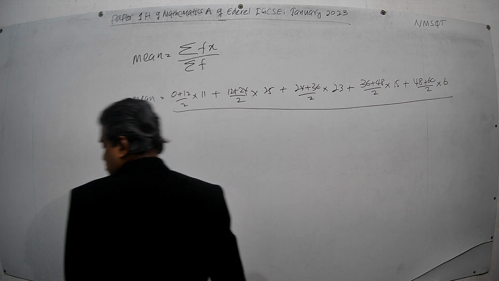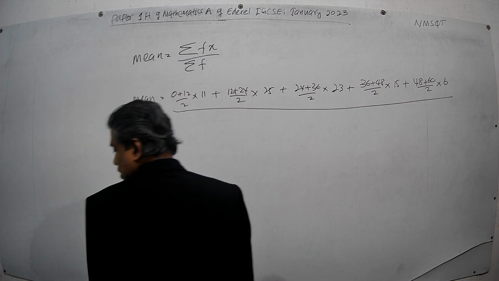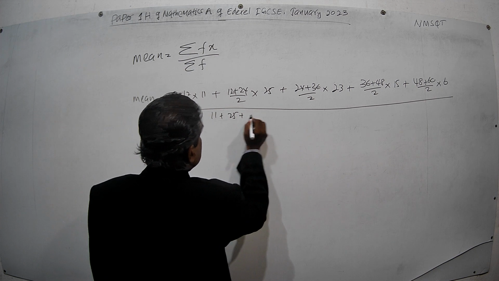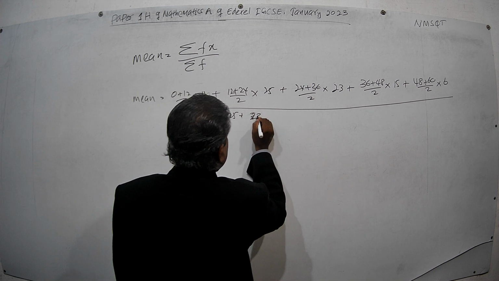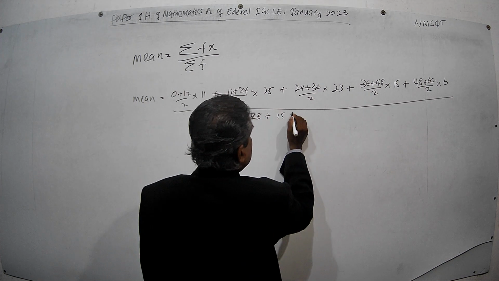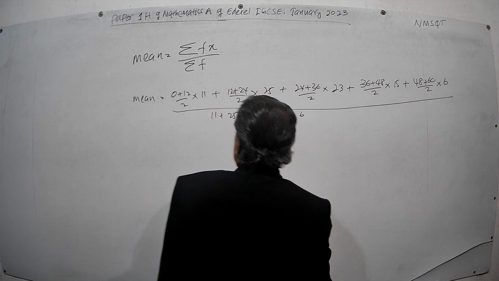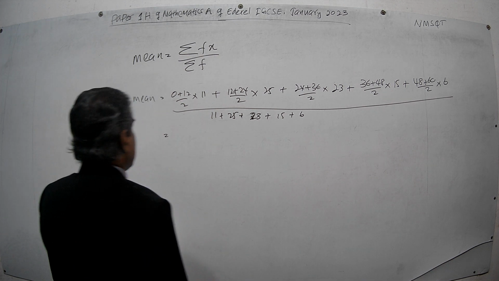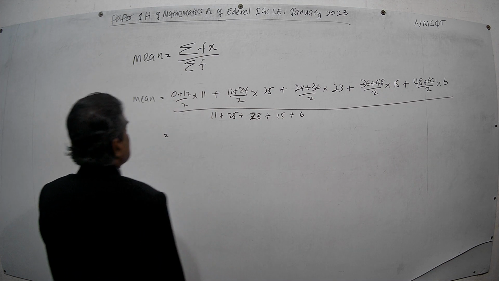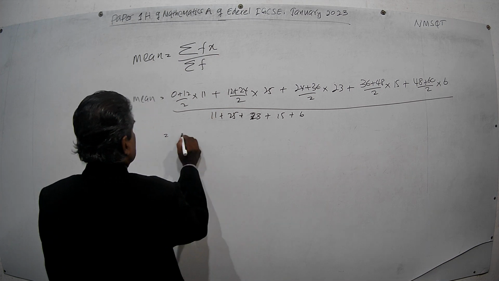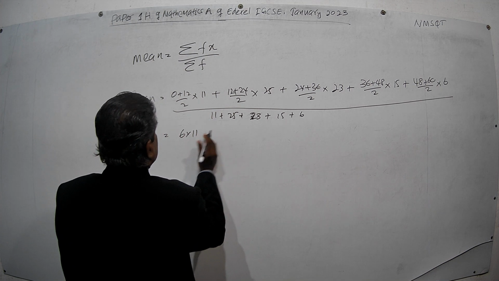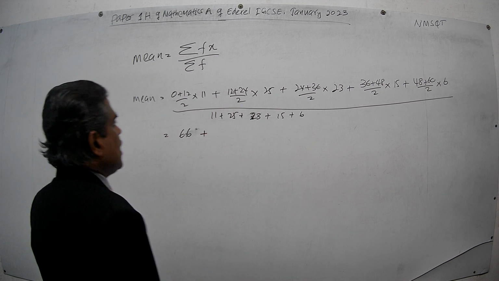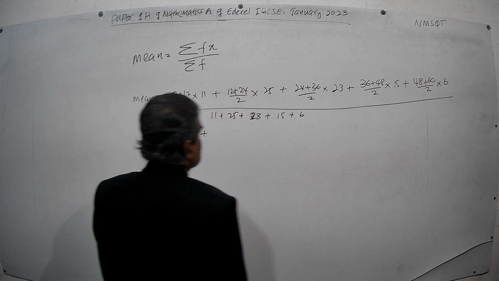Sigma f is the total of the frequency values. That is 11 plus 25 plus 23 plus 15 plus 6. Now these are the frequency values. Then you find the x values. The x value is 12 over 2, 6, into 11. 6 into 11, how much? 66.